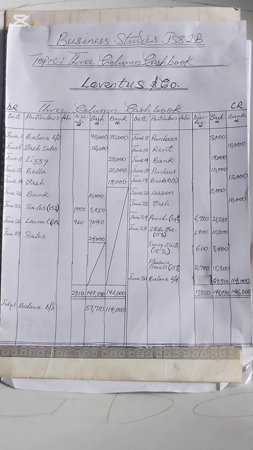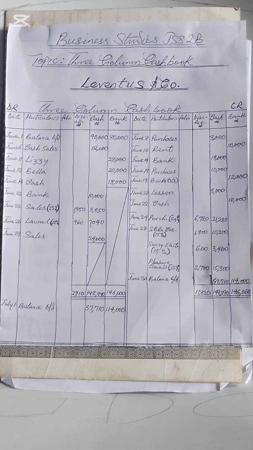Now look at June 14. Paid cash into bank. This is a contra entry. What is a contra entry? Two postings at the same time. Two actions at the same time. So now you have paid cash into bank, which means cash gave money to bank. So what you will do is this.